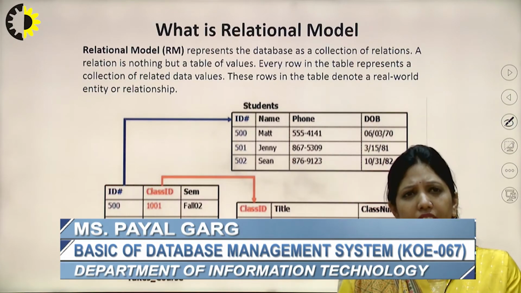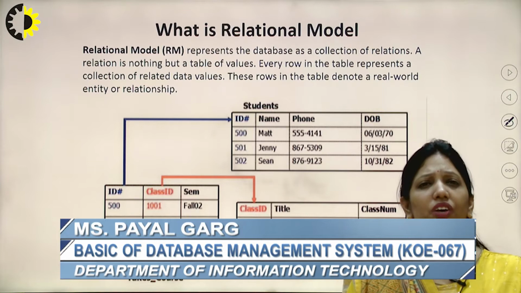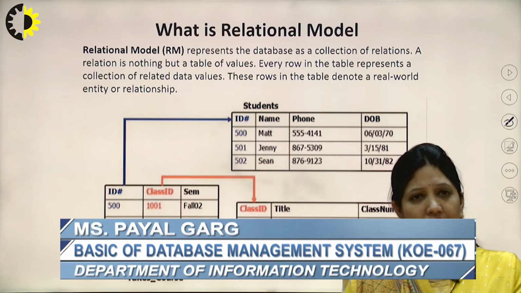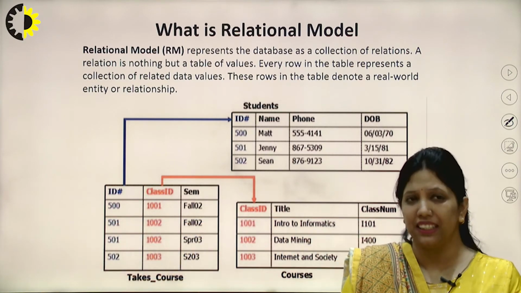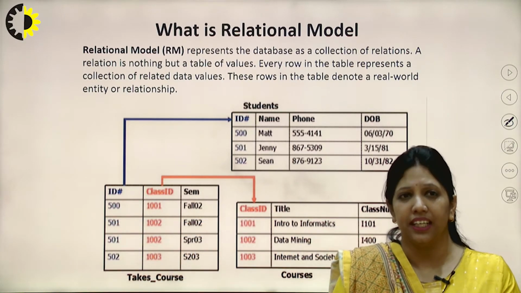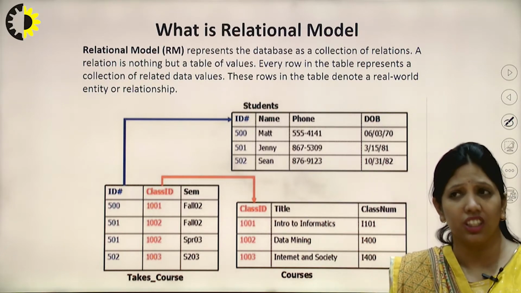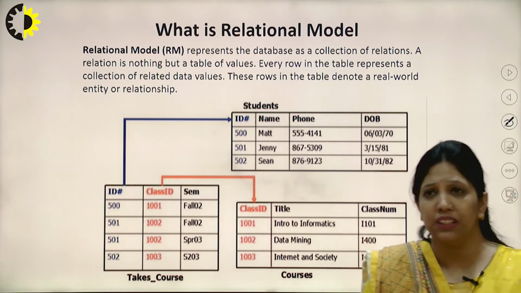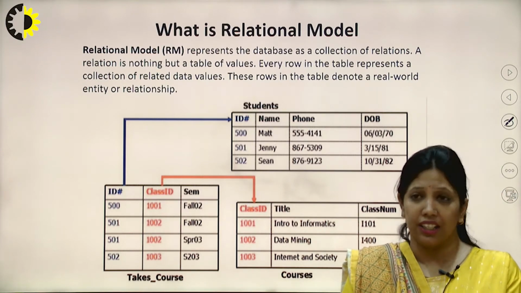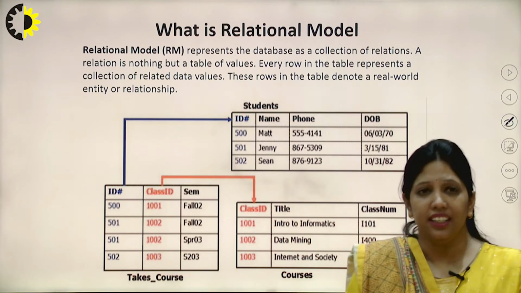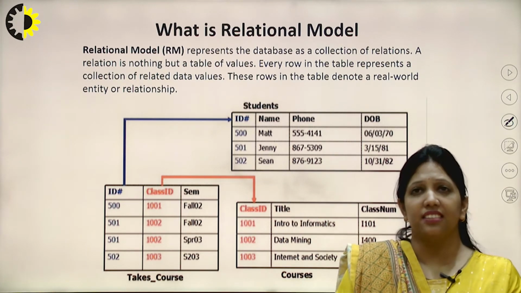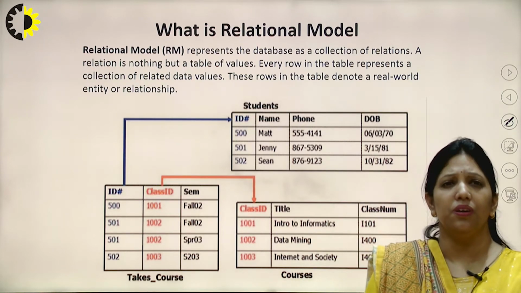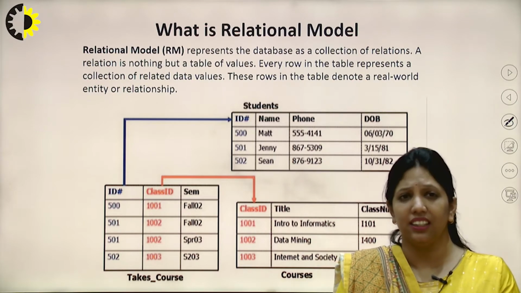The relational model represents the database as a collection of relations. A relation is nothing but a table of values. Every row in the table represents a collection of related data values. The relational model is a collection of relations, where a relation represents a table, and we have to find the relation between different tables that are related to a database. A database is an interrelated collection of data, and this data is represented in the form of tables. The rows in the tables denote a real-world entity or a relationship.